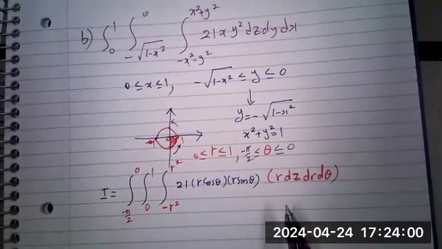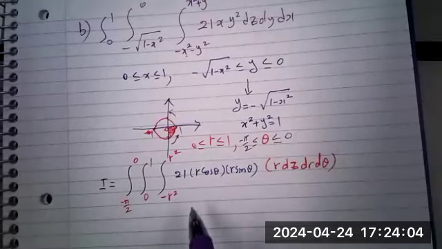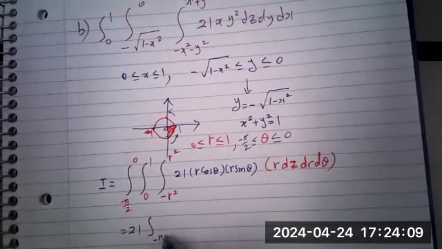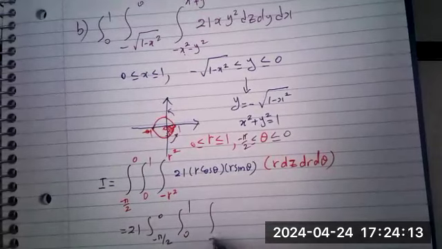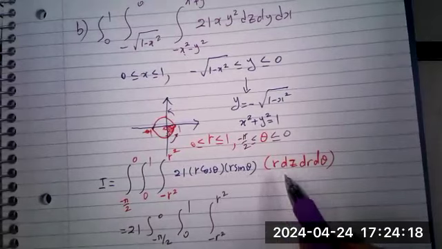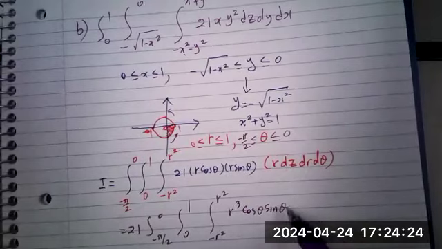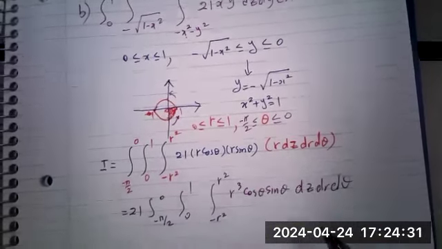So a little bit of simplification: r times r squared gives r cubed, so you can pull out the 21. So 21 out, that gives negative pi half to 0, 0 to 1, negative r squared to r squared. Now we get r cubed, cosine theta, sine theta, then dz, dr, d theta. With respect to z, that gives just z here.